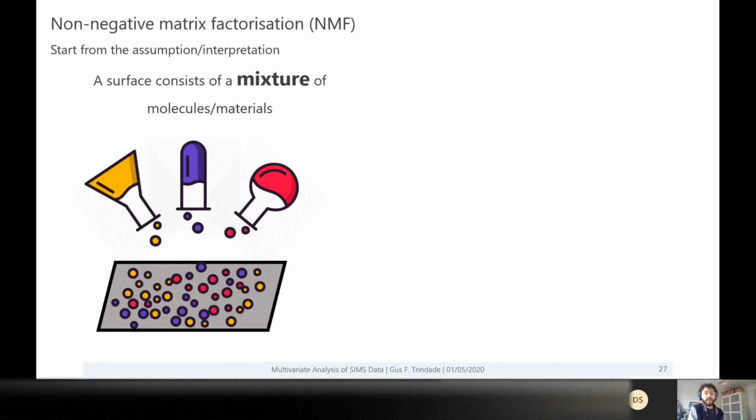So the other one is NMF. To talk about NMF, the geometry example is not too useful. So I like to think about the interpretation you get out of NMF in the end. Basically, we have this assumption that a surface consists of a mixture of molecules and materials. So I'm representing each material by one color here, right? Yellow, red, and blue.